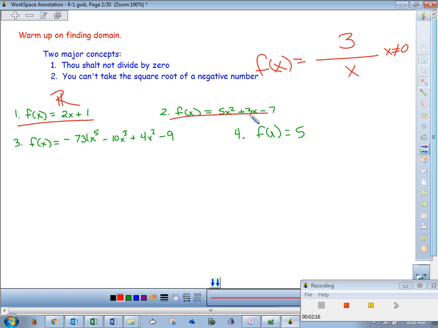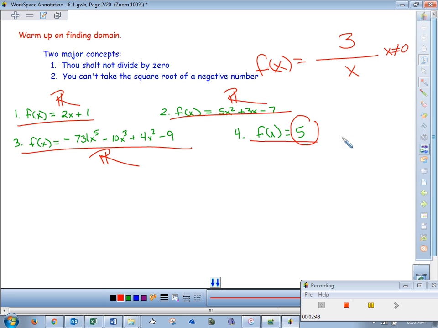This guy, do you see any x's in the denominator? No. Do you see any square root symbols? Not squared, any square root symbols? No. So what could x be? Anything you want it to be, right? Anything you want it to be, all real numbers. Here, do you see any x's in the denominator? Nope. Do you see any square root symbols? So what could x be? Anything you want it to be. Here.